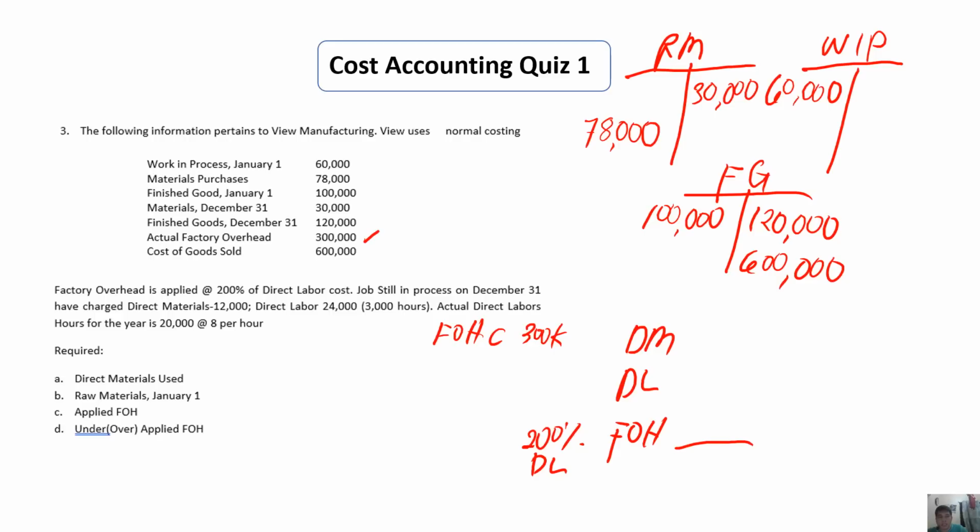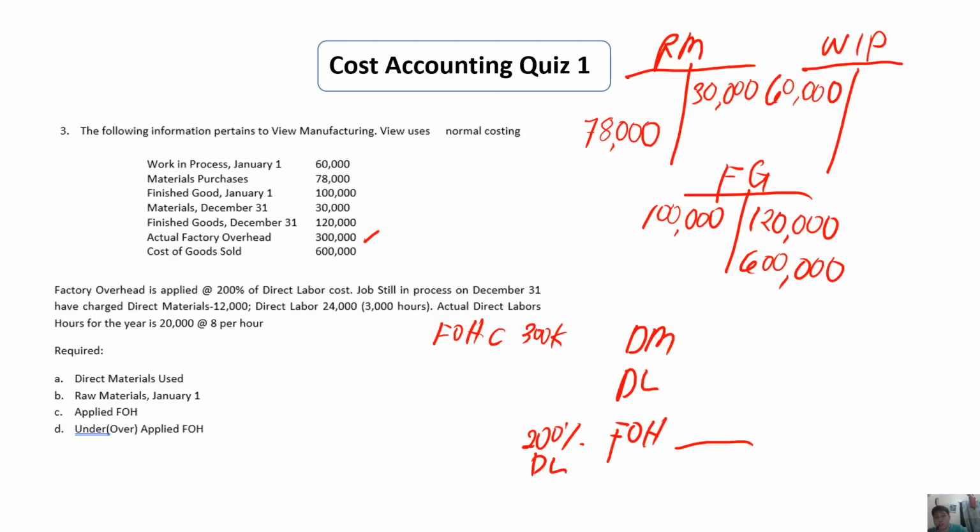Okay, some information is given. Jobs still in process on December 31 have charged direct materials 12,000 and direct labor 24,000. No other information is given. Since we use a job order costing system, the jobs still in process represent the ending inventory of our work in process.